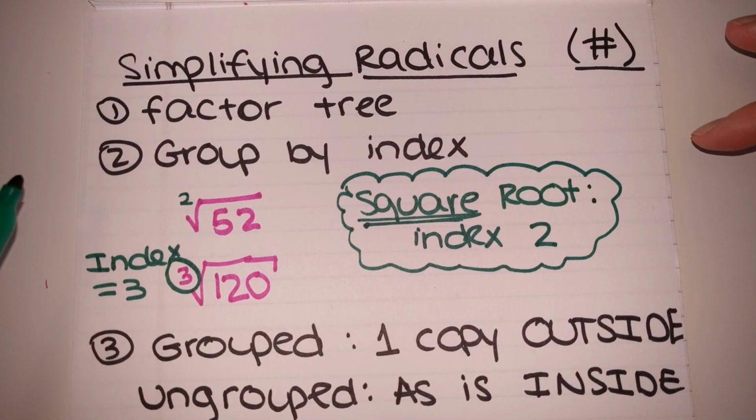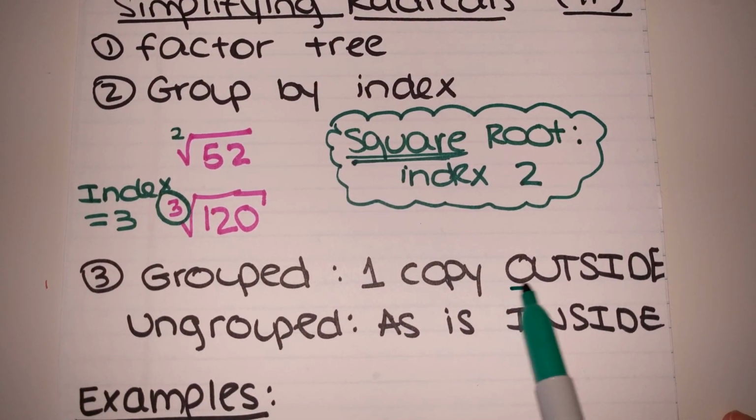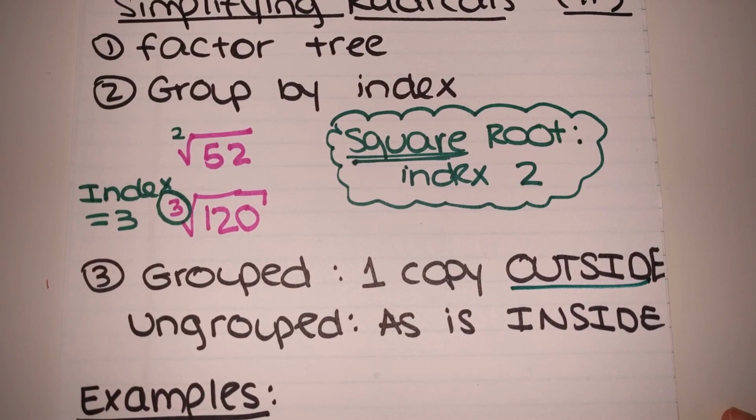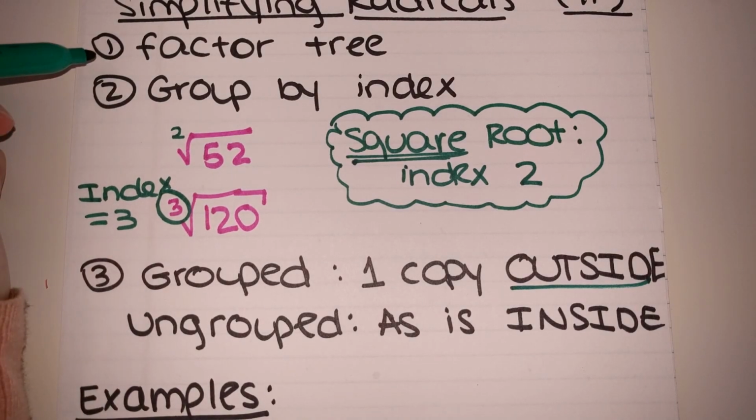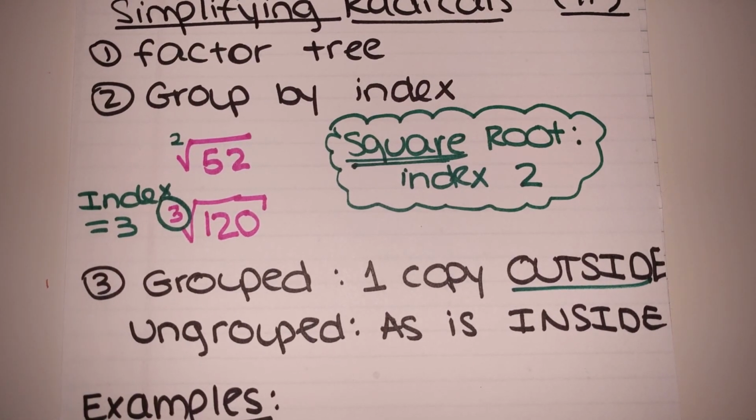Now, we group by that index, and then the grouped numbers, we will have one copy outside of the radical, and the ungrouped numbers will stay inside of the radical as is. So let's look at a couple of examples of this process of factoring, grouping by the index, and then the grouped numbers are going to go outside, the ungrouped numbers will go inside.